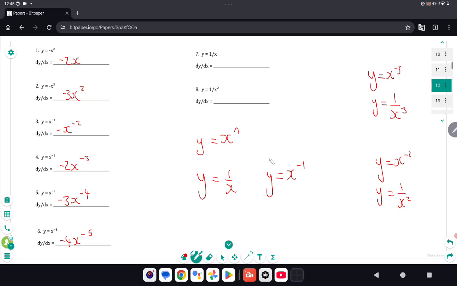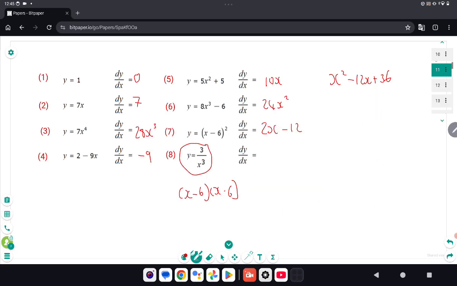Anyway, now we've written that in this form, multiply by the power, take 1 off the power, minus x to the minus 2. And then for question 8, again, let's rewrite it as x to the power n, which would be x to the minus 2, multiply by the power, take 1 off the power. There we go. Let's go back to this one now, maybe.